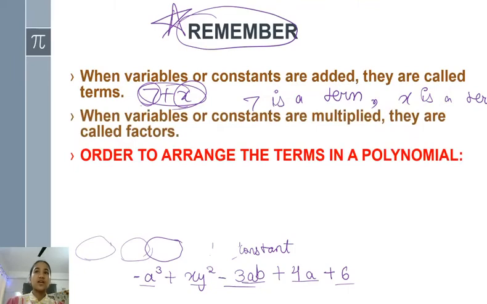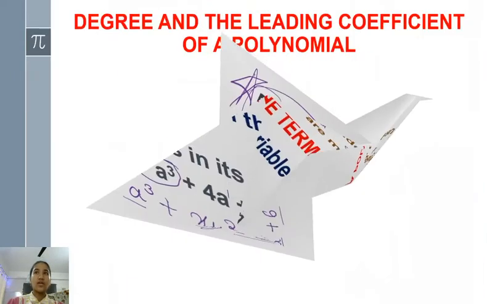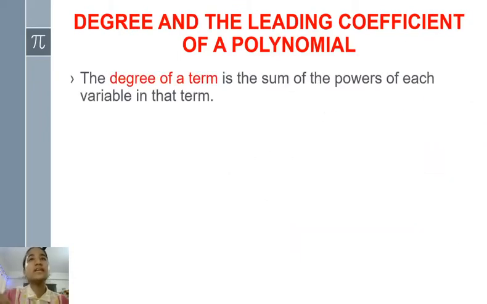Yes, so this was the last topic where we had stopped, and the topic for today, which we're going to cover, is degree and the leading coefficient of a polynomial. So, what's a degree? The degree of a term is the sum of the powers of each variable in that term. So, what term? Let's take any term.